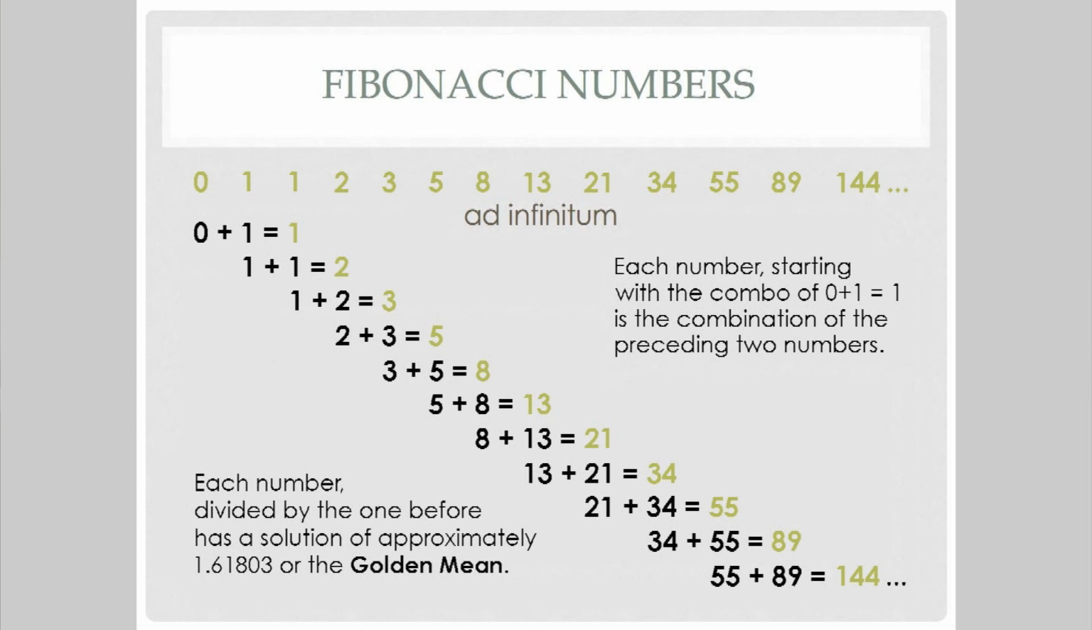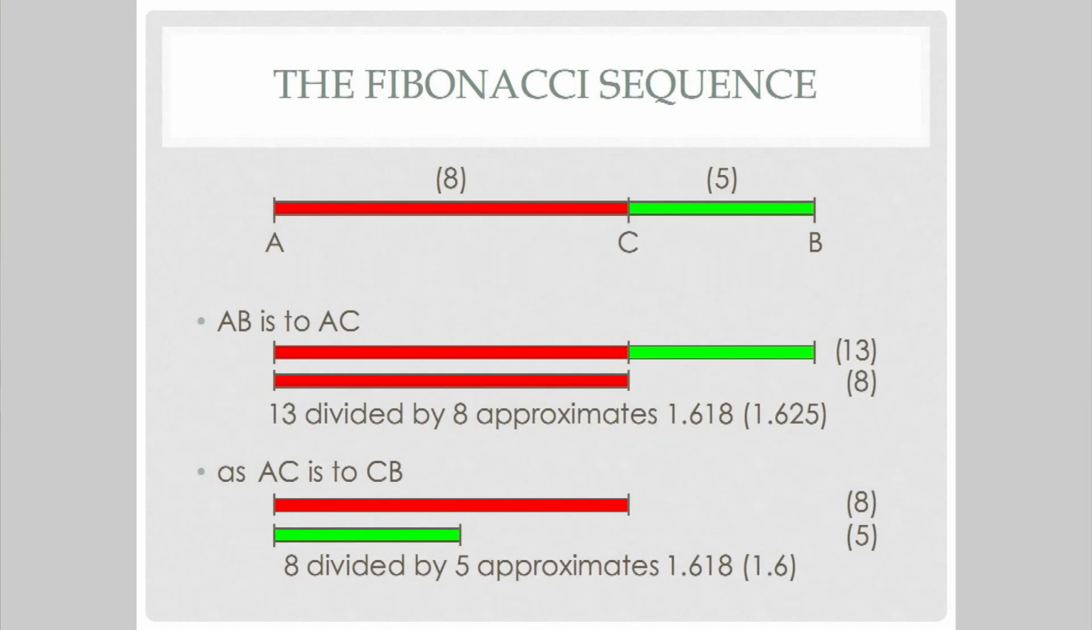So combining the two, here's the line that Plato charged his students to create: a line cut into unequal parts so that the relationship of the whole to the longer part is equal to that of the longer to the shorter part. So AB is to AC as AC is to CB. This will take some time to look at and realize, but it's really interesting when you see it. And each of those divided out, 8 divided by 5 is 1.618. So again, we come up with those same numbers.